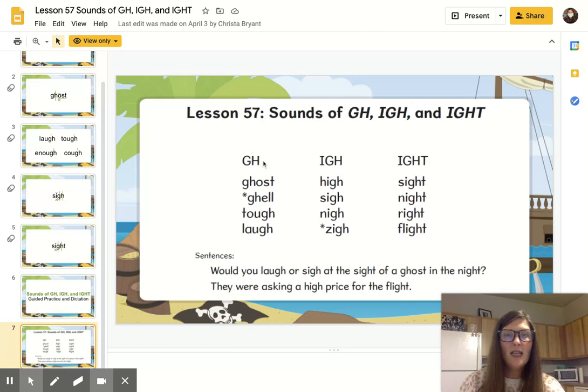All right. So the GH at the beginning of the word says G. So this is ghost. This is gel. All right, what's this one? Tough. And this one is laugh. Good. We'll read the sentences tomorrow. Good work today, and I will see you tomorrow for another review.